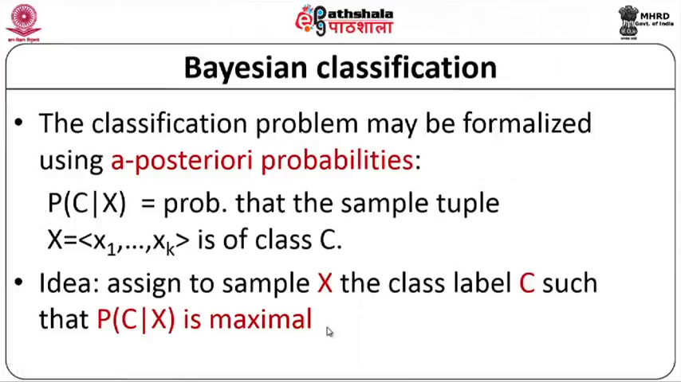First, we need to formalize the classification problem. Here in classification, all that we are going to do is take an unknown data X and assign it a known class label. So, we need to identify the chance that a data X may be assigned to a given class label, which mathematically may be represented as probability of C given X, where C is the class label and X is the data. This indicates the probability that the sample tuple X is of class C. So, the idea here is we need to identify the one class for which this probability is maximal.